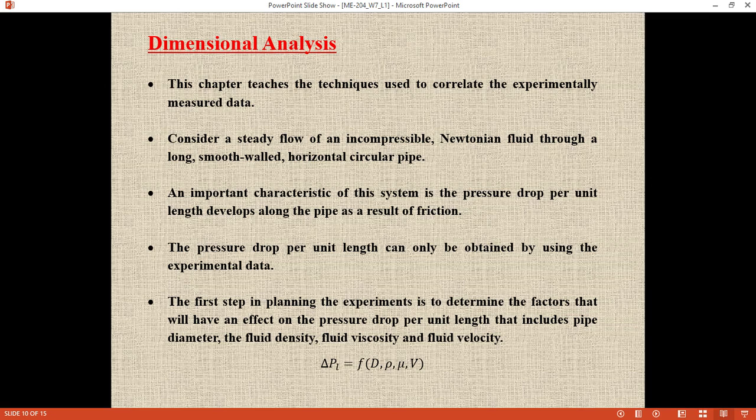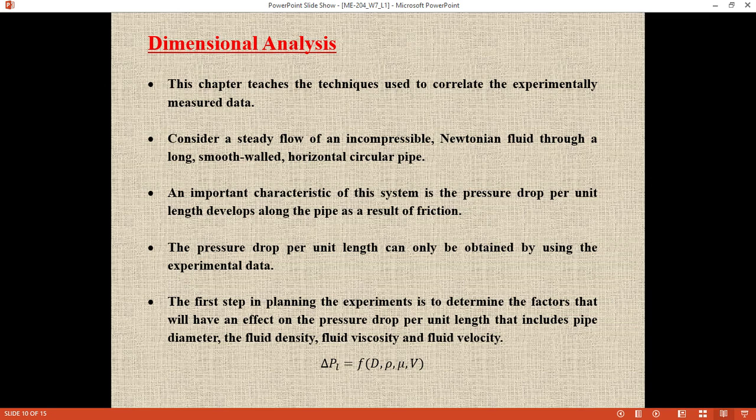So the first step in planning the experiment is to determine the factors or variables that will have an effect on the pressure drop per unit length. That includes pipe diameter, fluid density, fluid viscosity and fluid velocity. Definitely, if any factor changes, the pressure drop will change. The pipe diameter has an effect: if you change the pipe diameter, the pressure drop will vary.